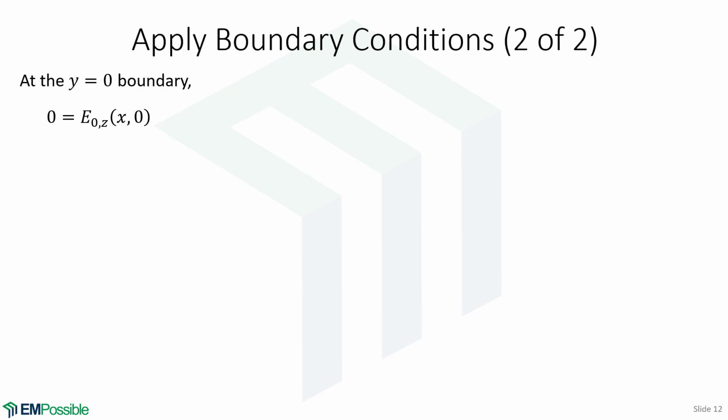Let's repeat everything we just did, but for the y-axis boundaries. The first boundary is at y equals 0, so this is the very bottom of the waveguide as we've defined it. E naught z at a value of 0 for y has to equal 0. Hopefully you get the pattern now. We're going to write out the general solution and plug in 0 for y and figure out what the constants need to be in order to get this whole thing equal to 0.